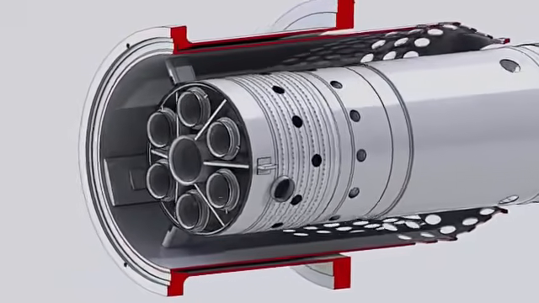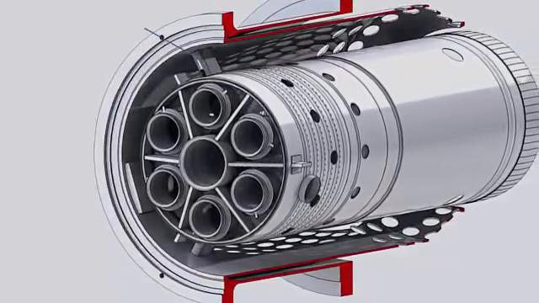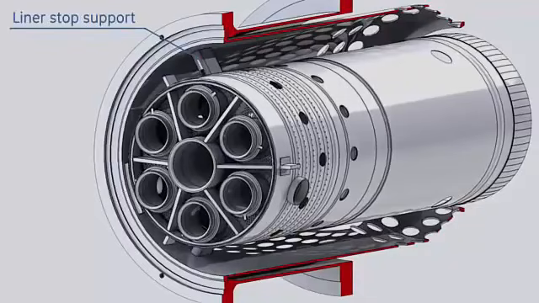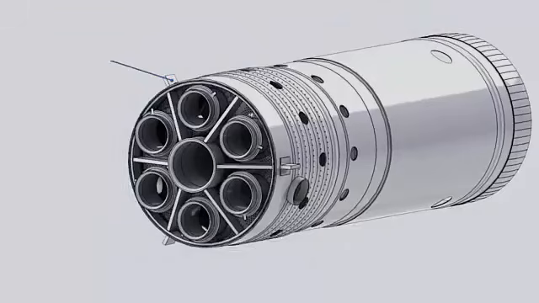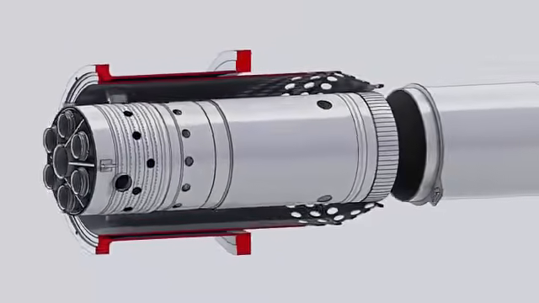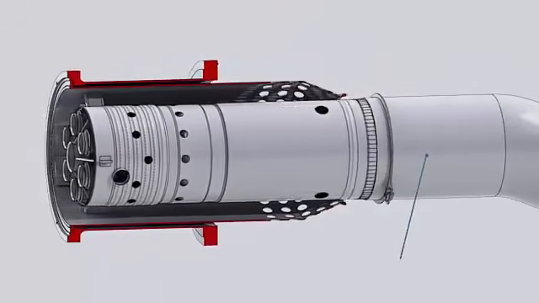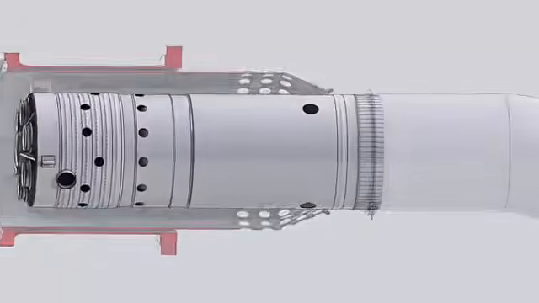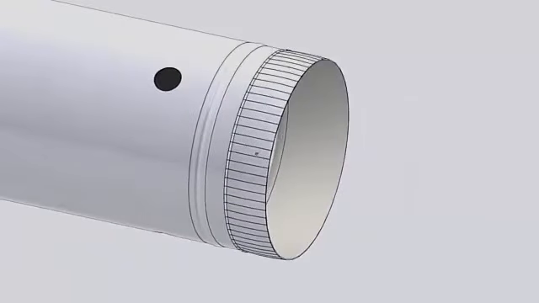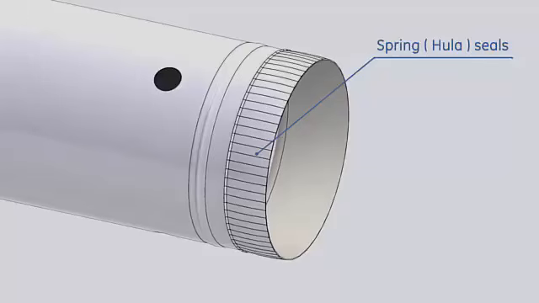The liner is mounted on the flow sleeve at the forward side by 3 liner stops, and supported at the aft by inserting the liner inside the transition piece. This configuration allows thermal expansion of the liner. Spring seals are located at the aft end of the liner to prevent the compressor discharge air from leaking into the hot gas path.